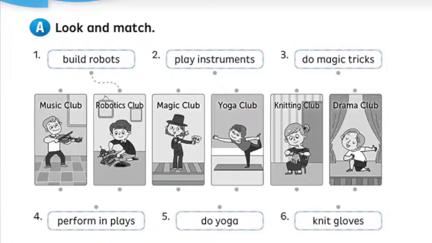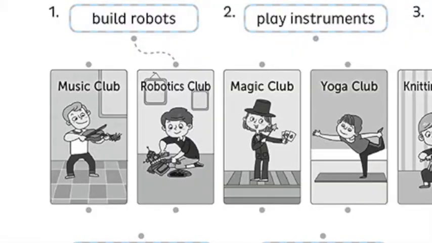So let's get started with letter A. This is very easy. We have our key vocabulary, which are our school clubs and what we do in those clubs. For number 1, build robots. That's what we do. Which club do we build robots in? You see on page 8, number 1, letter A already has the answer for us.